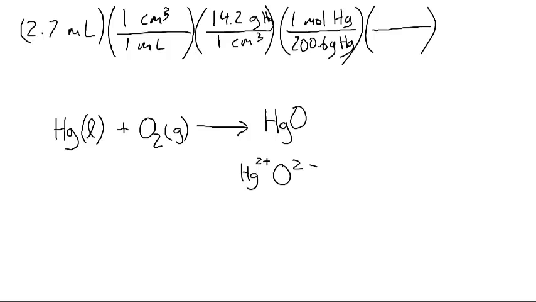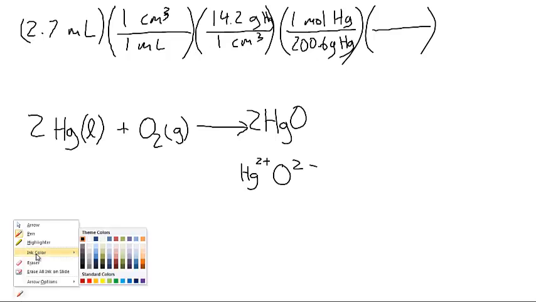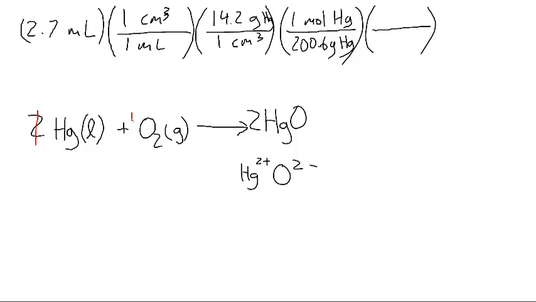And to balance it, I would need 2 Hgs and 2 HgOs. Or another way to balance that would be to have one of these, 1/2 of these, and one of these. Either one of those things would be acceptable. Doesn't matter. So I need the ratio of mercury to mercury oxide. Well, that's simple. What is it? 1 to 1.